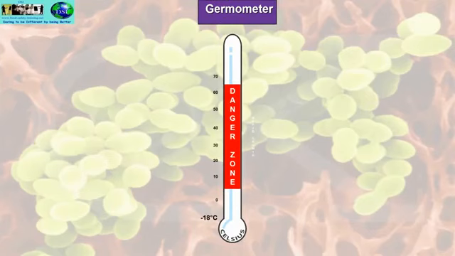So let's have a look at temperatures. What sort of temperatures do bacteria require? What I've got here is a thermometer, or a germometer, and it will show you what happens to bacteria at certain temperatures. This thermometer goes from minus 18 degrees C up to and above 70 degrees C. So everything is in Celsius.